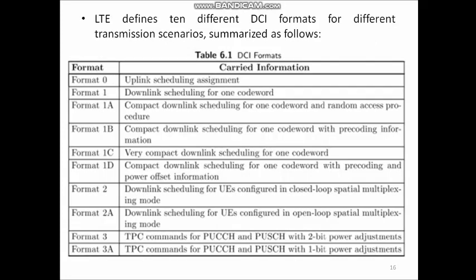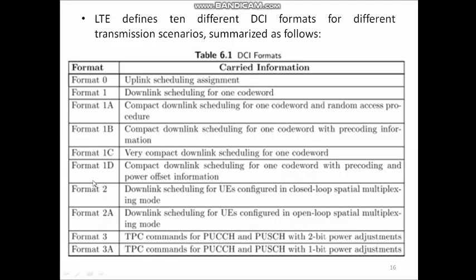Long-term evolution defines 10 different DCI formats for different transmission scenarios. So, these 10 formats are given in the table. Go through it. Here format 0 gives the uplink scheduling assignment. So, it carries uplink scheduling grants and necessary control information for uplink transmission. Then we have various versions of format 1, like format 1, 1A, 1B, 1C and 1D. These formats provide downlink scheduling information for only one code word transmission without using spatial multiplexing.